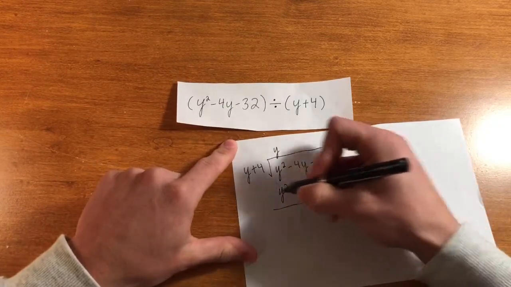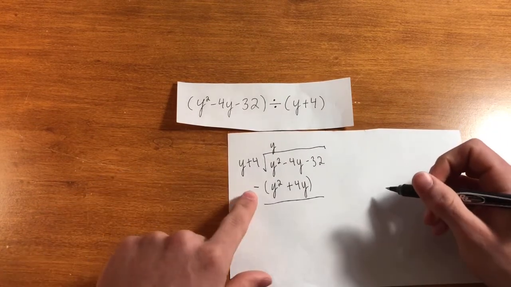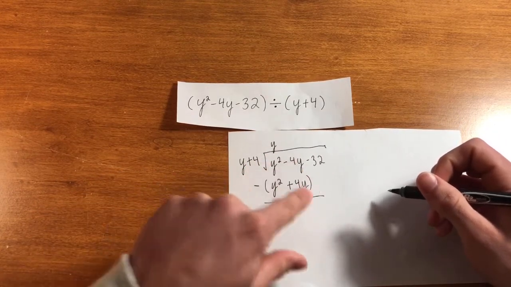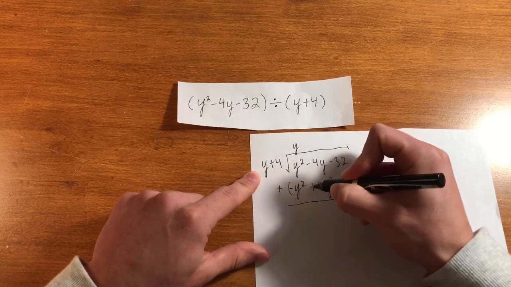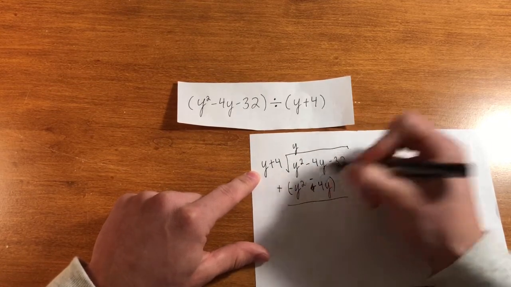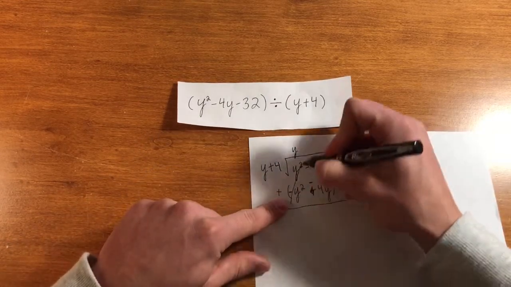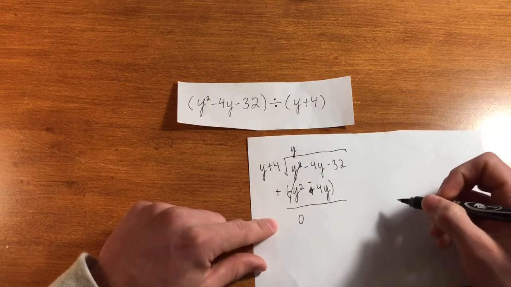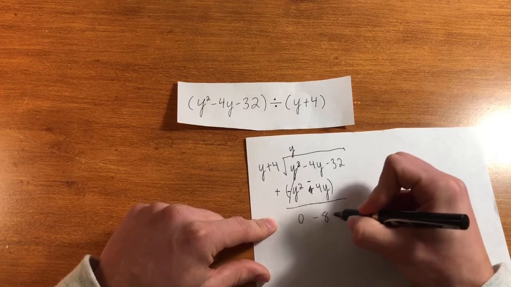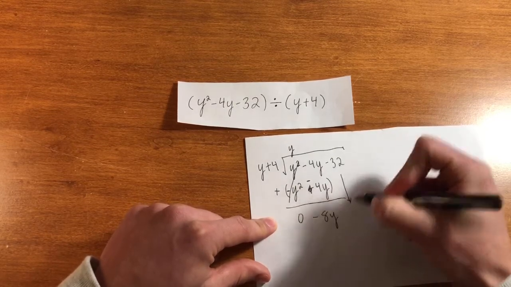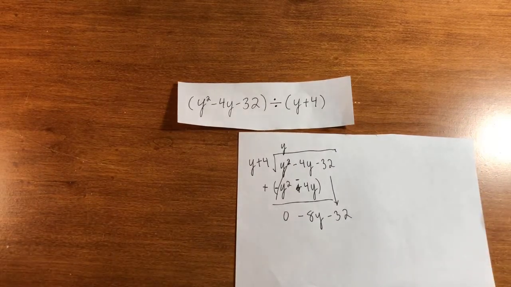So I'm going to put parentheses here, and I'm going to subtract. If I bring this negative into the parentheses, I'll make it positive. Now I want to bring in this negative, so this will become negative 4y. So y squared minus y squared will be 0. Negative 4y minus 4y is negative 8y. And I'm going to bring this negative 32 down. All right, so now I'm just going to repeat my steps.